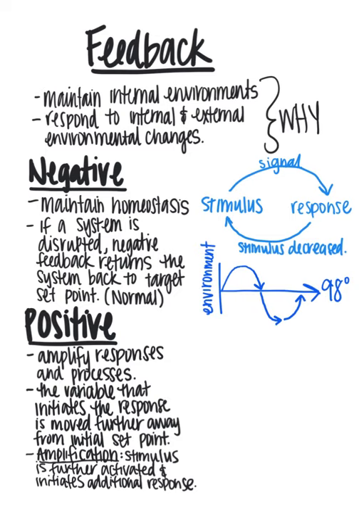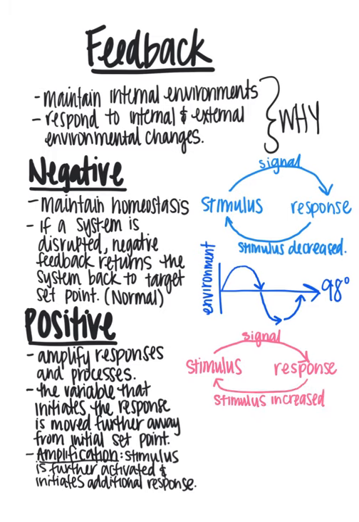So if we look at another generalized graph or diagram of a positive feedback loop, you can see that there is a stimulus, which is going to send a signal in order to cause a response. But in this case, the response is actually going to increase the stimulus. So what ends up happening is the amplification of that stimulus. So the stimulus is further activated and initiates an additional response.